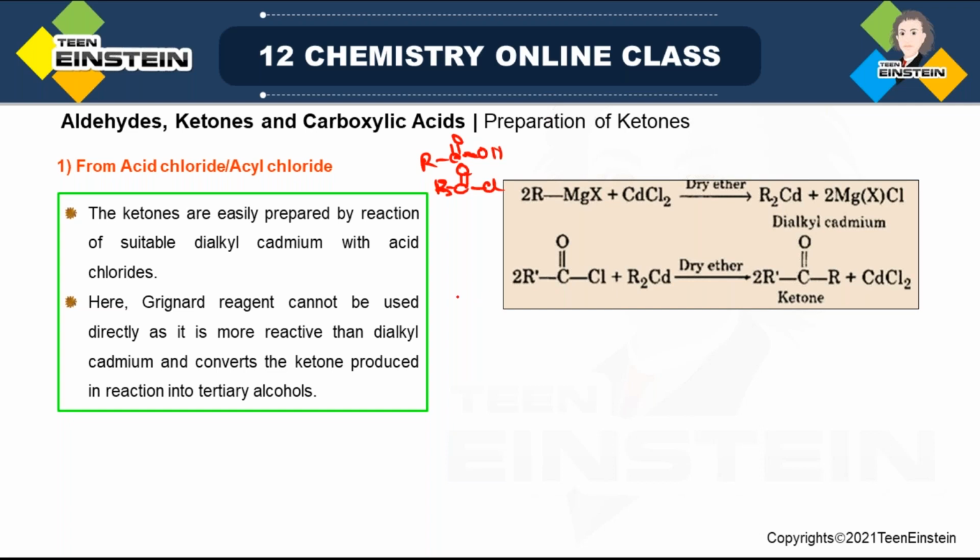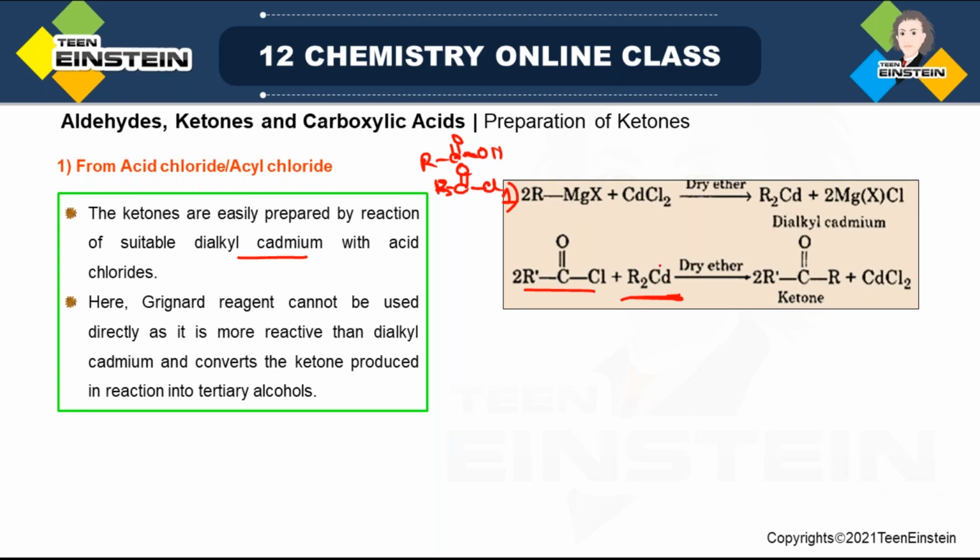Here we have taken this acyl chloride, and the ketones are easily prepared by reaction of the acid chloride with a suitable dialkyl cadmium. So first we have to prepare the dialkyl cadmium. This dialkyl cadmium will react with the acid chloride. This is the second step, where dialkyl cadmium, R2Cd, reacts with acid chloride. Two molecules of acid chloride we have taken, with 1 mole of R2Cd. But before that, in the first step, you see how this R2Cd is formed.